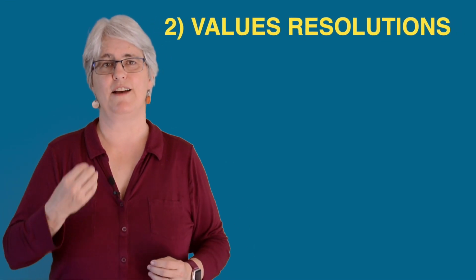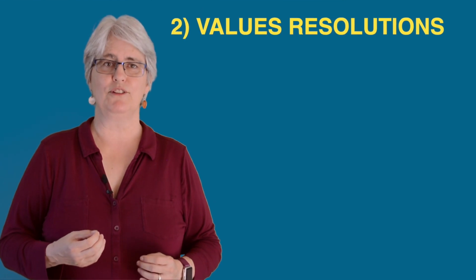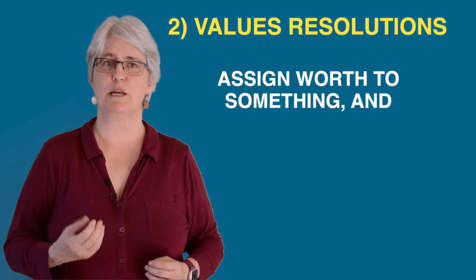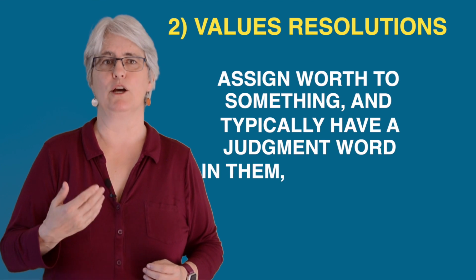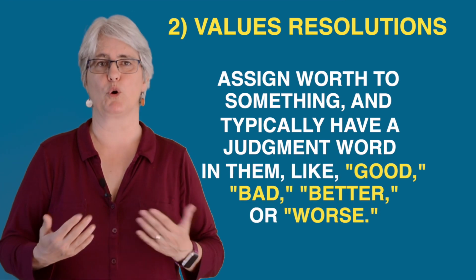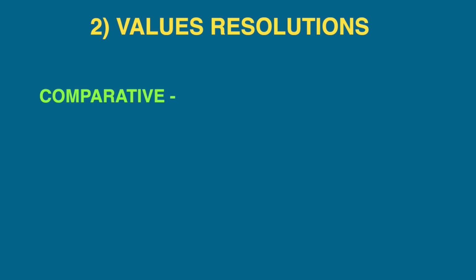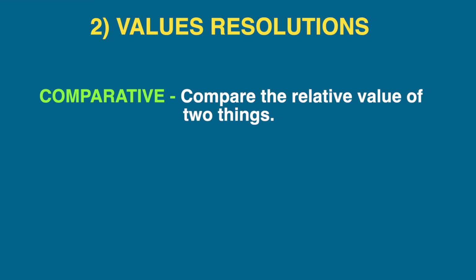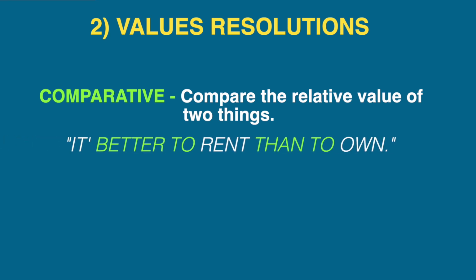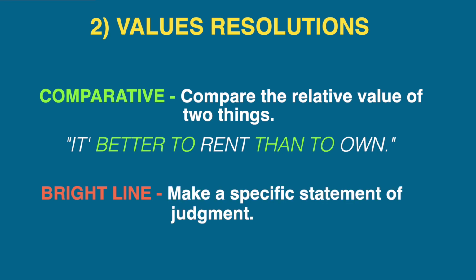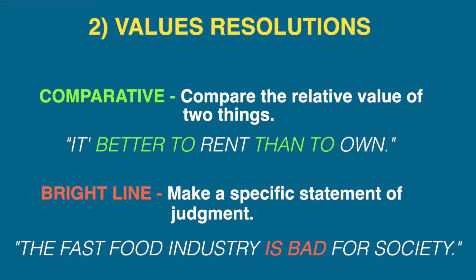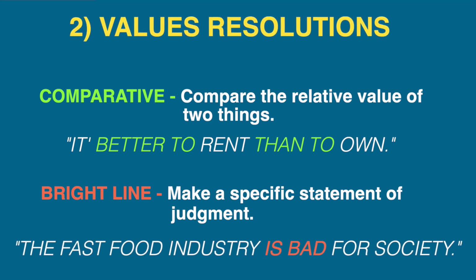Second are values resolutions, and these assign worth to something and typically have a judgment word in them, like good, bad, better, or worse. There are two types. First is comparative values resolutions, and these compare the relative value of two things. For example, it's better to rent than to own. The other is bright line values resolutions, and these make a specific statement of judgment. For example, the fast food industry is bad for our society.